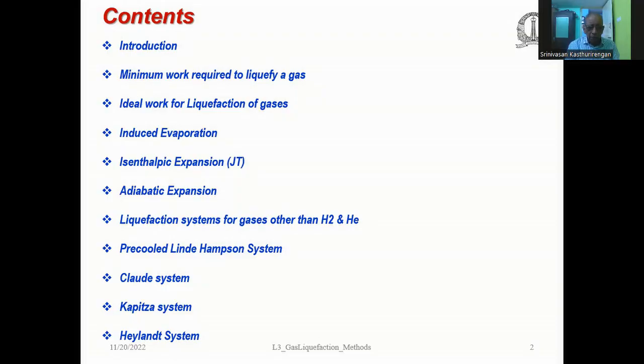Then we'll talk about the liquefaction systems for gases other than hydrogen and helium. We will also discuss the pre-cooled Linde-Hampson system, the Claude system, the Kapitsa system, and the Heylandt system. So these are the different types of liquefaction systems useful for liquefying gases. We'll try to compare the above systems.